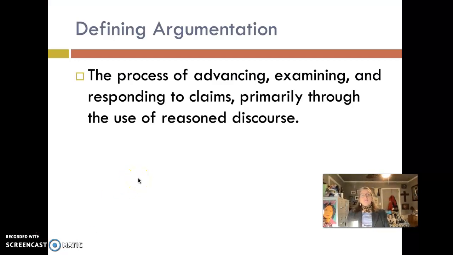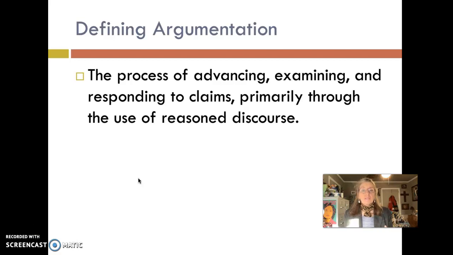What is argumentation? The process of advancing, examining, and responding to claims primarily through the use of reasoned discourse. So it's the process of advancing, so moving something forward, examining, looking at something, like pulling it apart, making sense of it, and responding to claims primarily through the use of reasoned discourse.